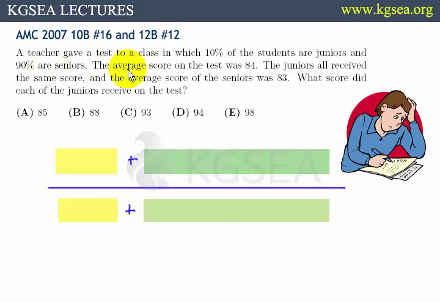A teacher gave a test to a class in which 10% of the students are juniors and 90% are seniors. How would you represent this when you do not know how many there are, but they give you the percentages?